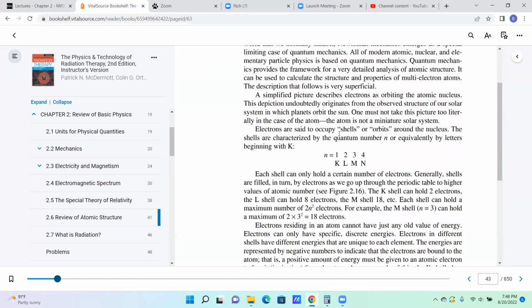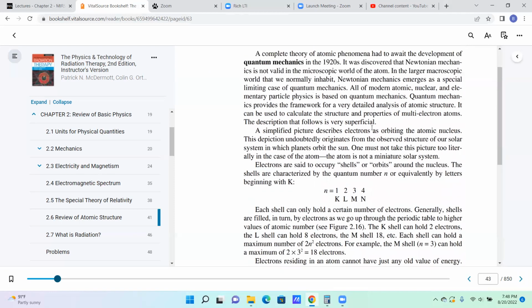This got revised a little bit later with quantum mechanics, and Newtonian mechanics is not valid in the microscopic world. In the larger macroscopic world that we inhabit, Newtonian mechanics emerges as a special limiting case of quantum mechanics. All of modern atomic, nuclear, and elementary particle physics is based on quantum mechanics. Quantum mechanics provides the framework for the very detailed analysis of atomic structure.